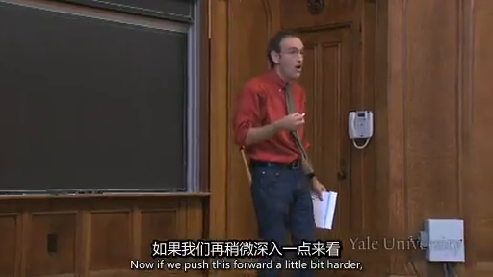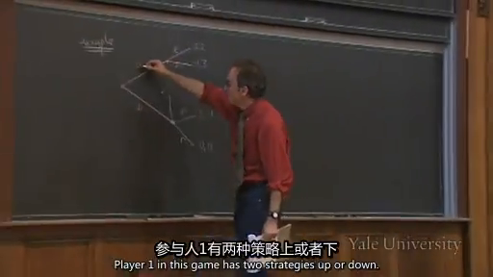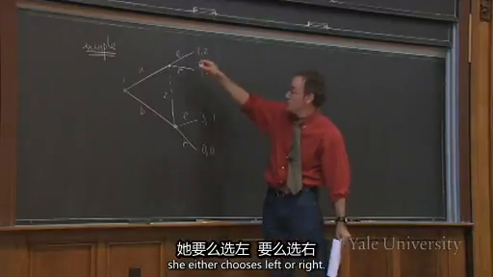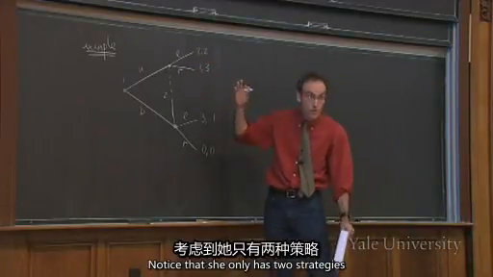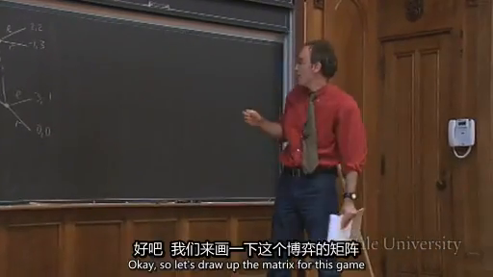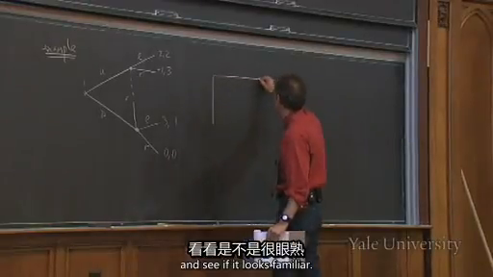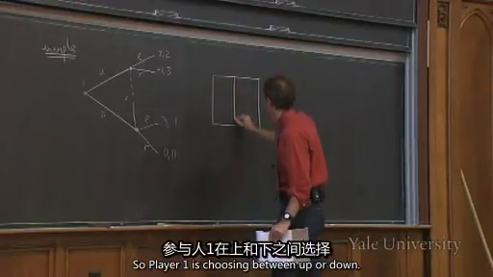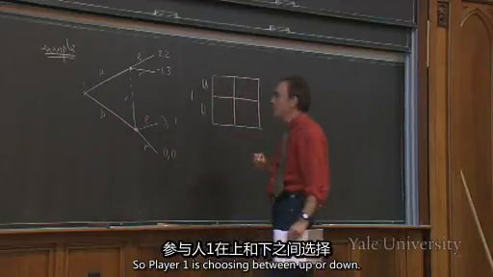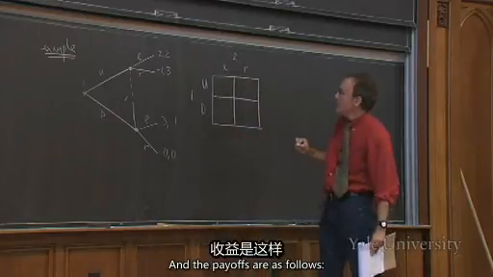Now if we push this forward a little bit harder, we can see why. Player 1 in this game has two strategies, up or down, and player 2 has two strategies. She either chooses left or right. Notice she only has two strategies because she has to choose the same thing at these two nodes. She doesn't know where she is. All right? Okay, so let's draw up the matrix for this game and see if it looks familiar. So player 1 is choosing between up or down, and player 2 is choosing between left or right, and the payoffs are as follows.